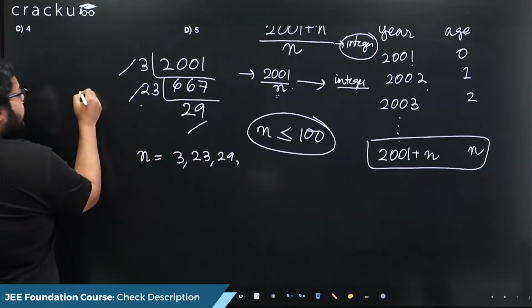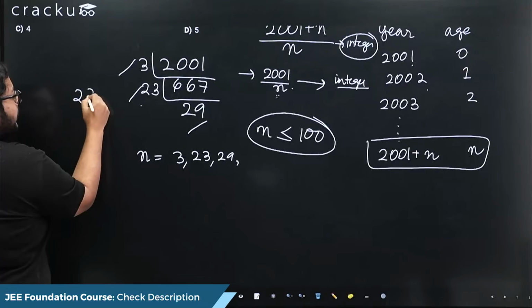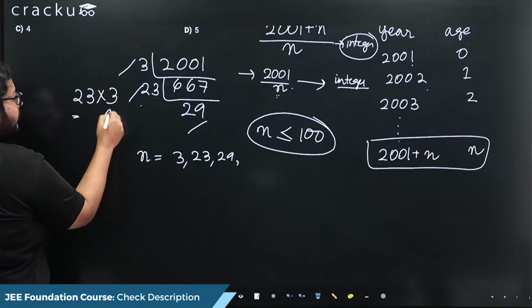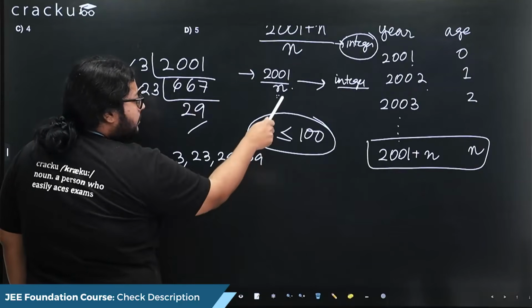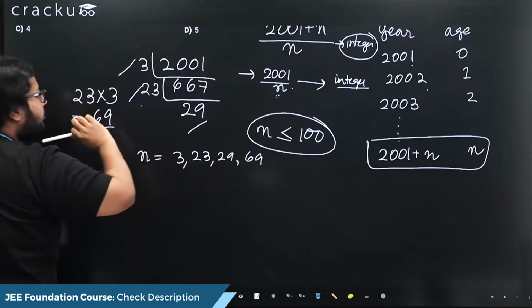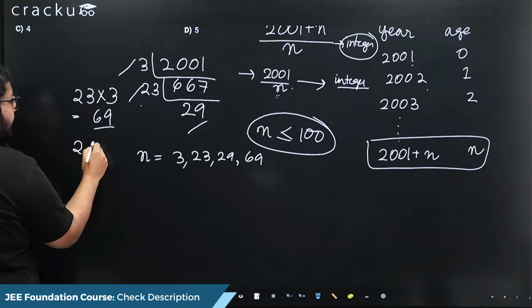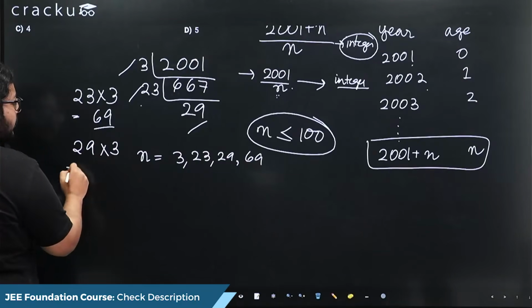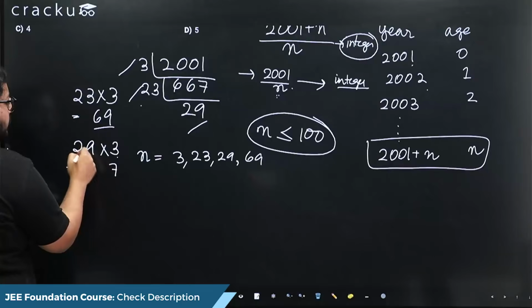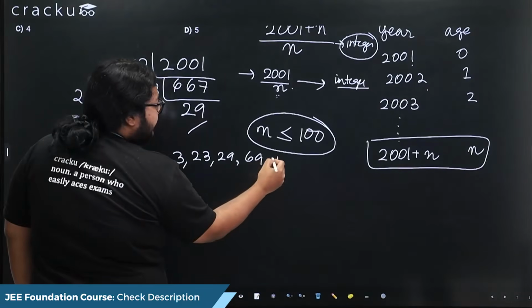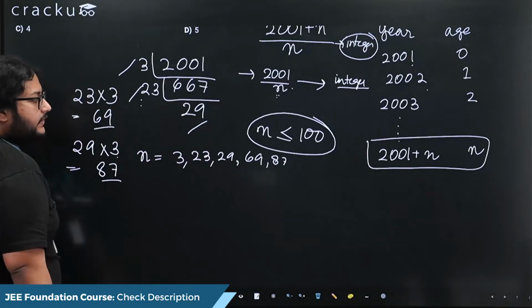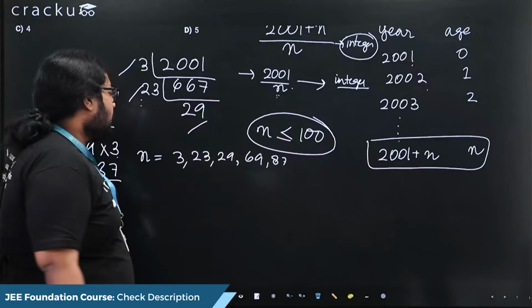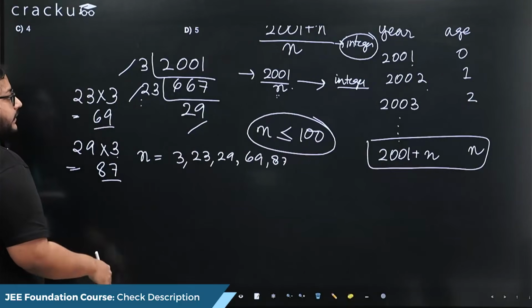Another factor can be something like 23 into 3, which is 69. So 69 is also going to be a number. 2001 by 69 is also going to be an integer. Similarly, another number can be 29 times 3, which is 87. So there is another number, 87. If I take 23 into 29, I basically get 667. That is obviously greater than 100. So what are the possible values of n that we found?